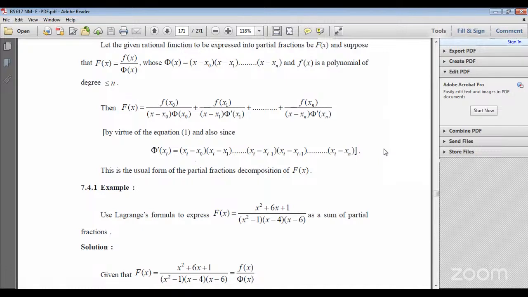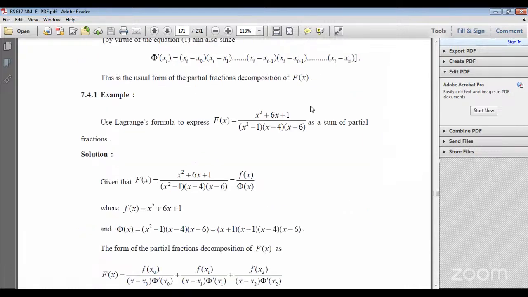So this is the usual form from the partial fractions that we have taken, with x0, x1, xn in the denominator. x minus x0 is the first one, the second one is x minus x1 with the first derivative, then x minus x2, and so on. In the denominator we are taking the derivative phi dash of x here only.